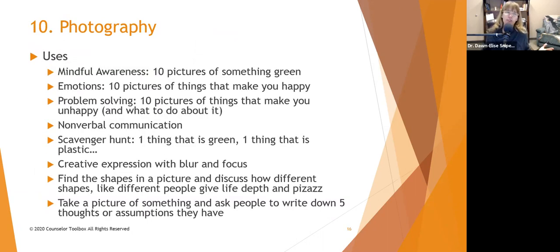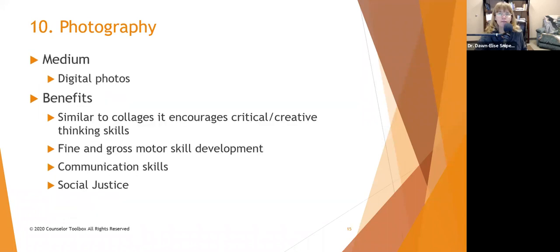Photography is another thing, and that requires much less fine motor coordination in terms of drawing and things like that. You can use digital photos for your photography. That's pretty much the easiest way to go anymore. The old 35 millimeter are so expensive to get developed. Similar to collages, photography encourages critical and creative thinking skills.